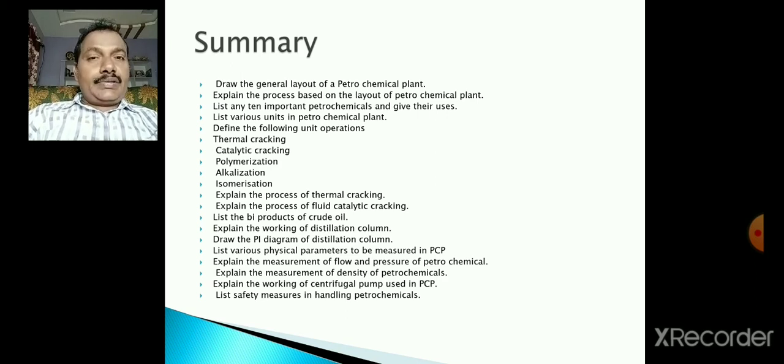So in this we can conclude our lesson. Today we have discussed in this lesson the measurement of flow and pressure of petrochemicals. In this, we have considered the vortex flow meter, in which a bluff body is placed in the path of the fluid flow, so that a vortex street will develop.